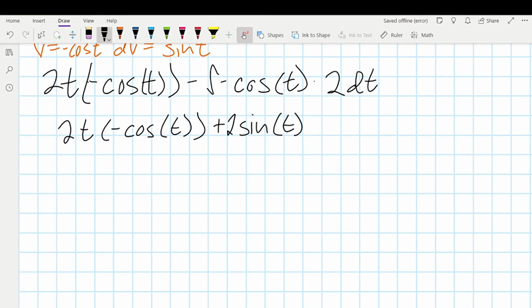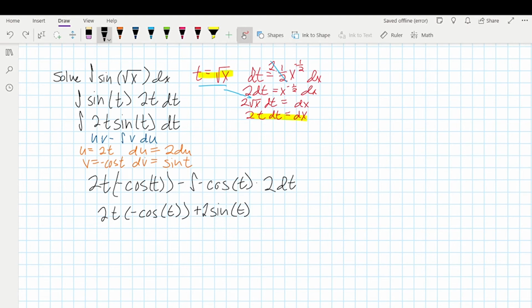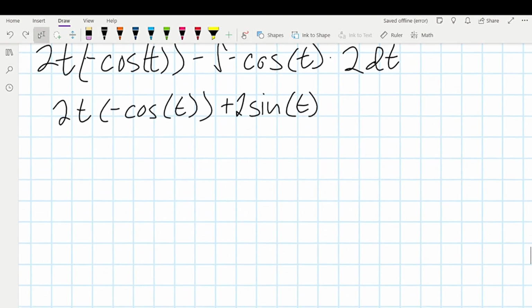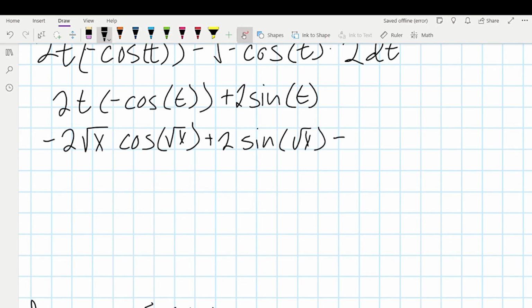Now we're going to go ahead and put back in what our t value is, which we wrote as up here as t equals the square root of x. So to put that back in, we will have 2 square root of x times negative cosine of the square root of x plus 2 sine square root of x. And now everything is back in terms of x, and everything is integrated. So that's it.